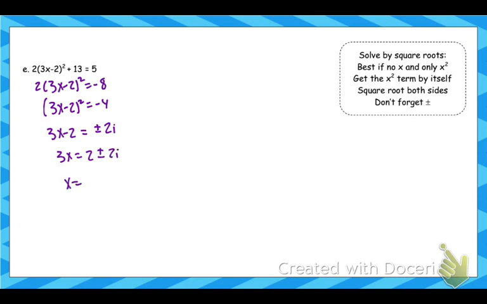divide by 3. Now the format you want to do, it's up to you. If you want to leave it in this form, that's totally fine. If you want to rewrite this in that standard form, that a plus bi form, that's also okay. Either of those is fine.